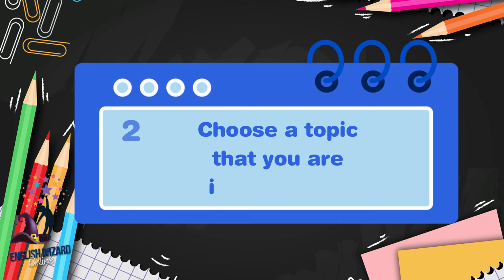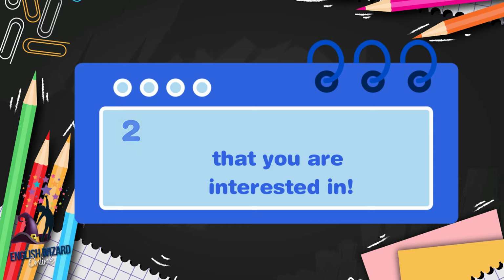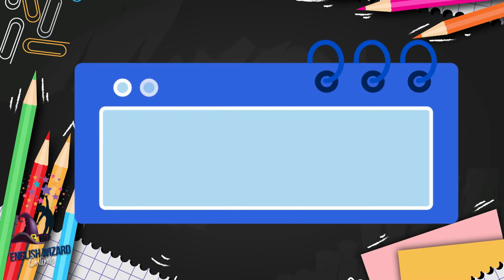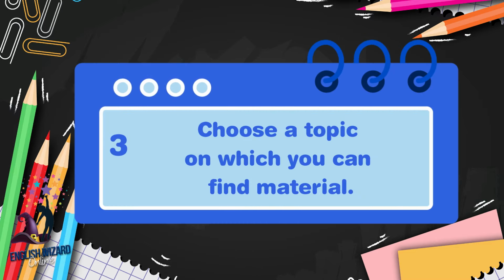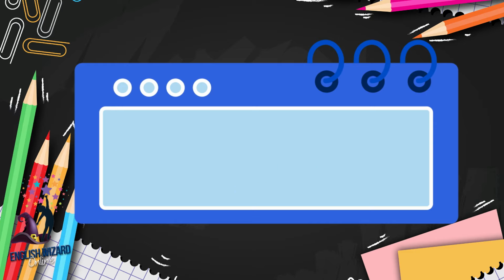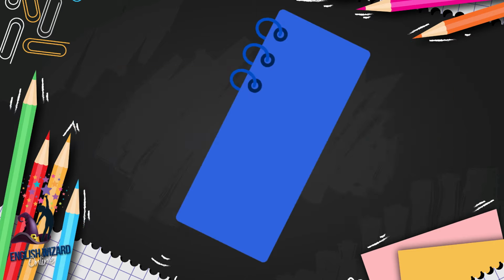Choose a topic that you are interested in. The research process is more relevant if you care about your topic. Also, choosing a topic that you are interested in will make it easier for you to work on it. Choose a topic on which you can find material. Make sure you select a subject that you can develop with sufficient details. Since research writing will ask for related literature and studies, make sure you have enough materials relevant to your topic.